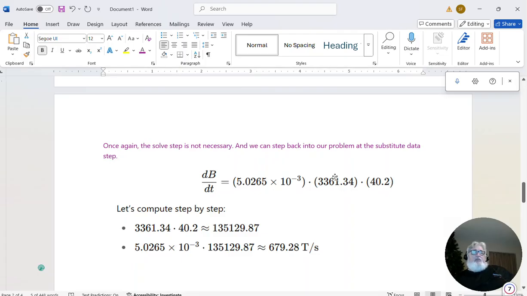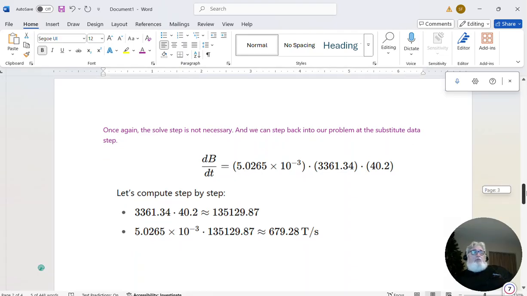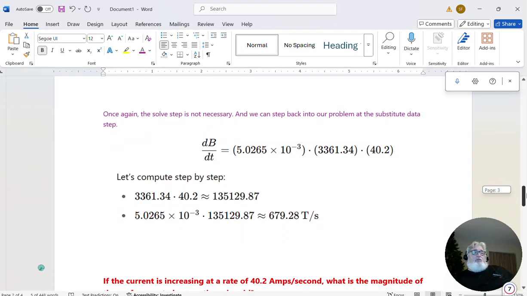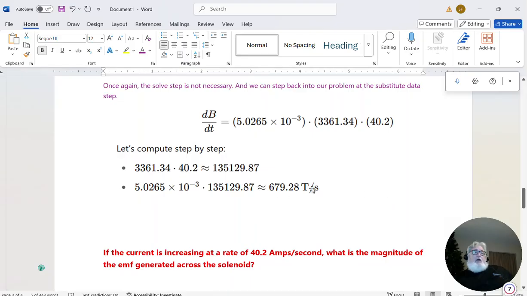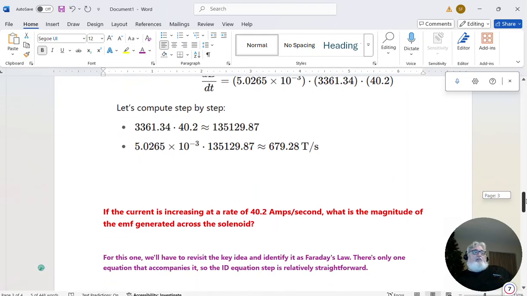And here are a few other things that we calculated before. This is your turn density, that's 200 divided by the length of the coil itself. And this is 4,000 times 4 pi times 10 to the minus 7th. Okay, we'll crunch these numbers here, and we're going to end up with about 680 Tesla per second. 680 Tesla per second. Sorry, I almost left off the per second.